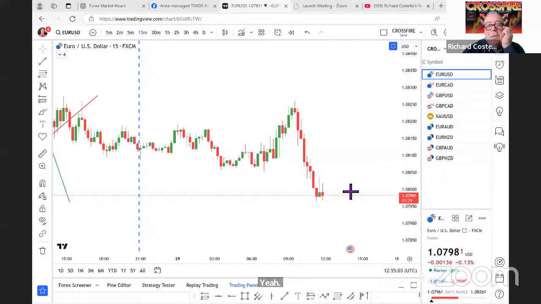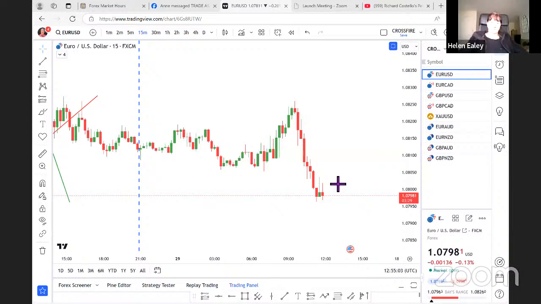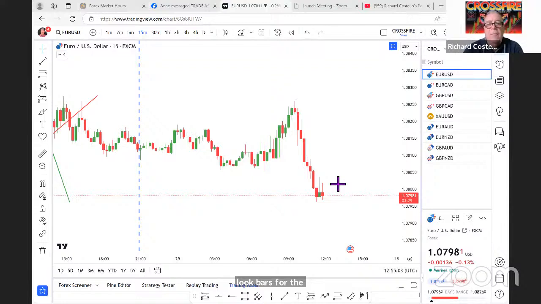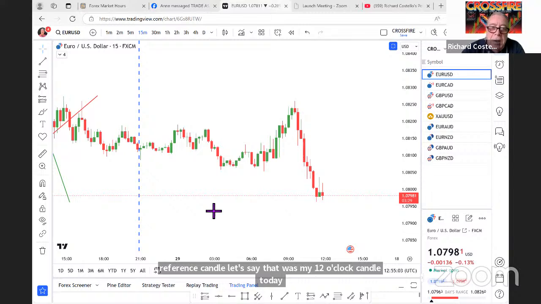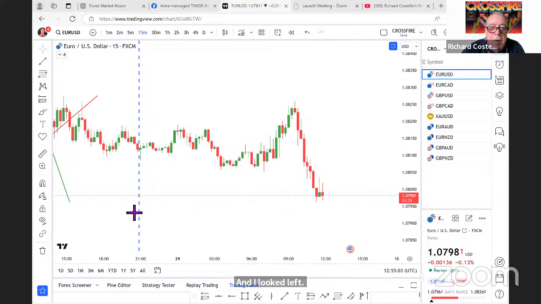Right, okay. So look back bars, this controls how far back the trading assistant looks for a high or low candle. Now, if that was my reference candle, let's say that was my 12 o'clock candle today, and I look left, you can see that there's nothing any lower. So I could be looking back for a couple of days, but I always used to limit my look back to the start of the session.